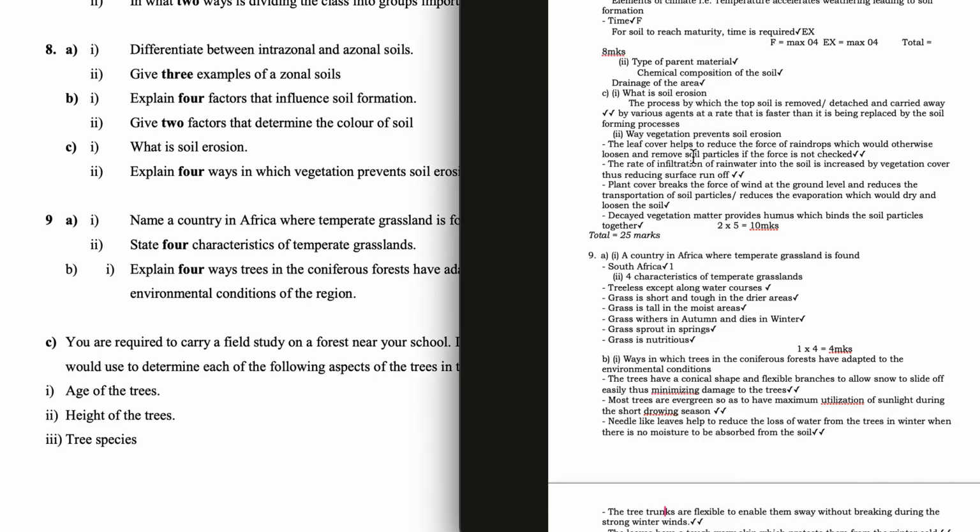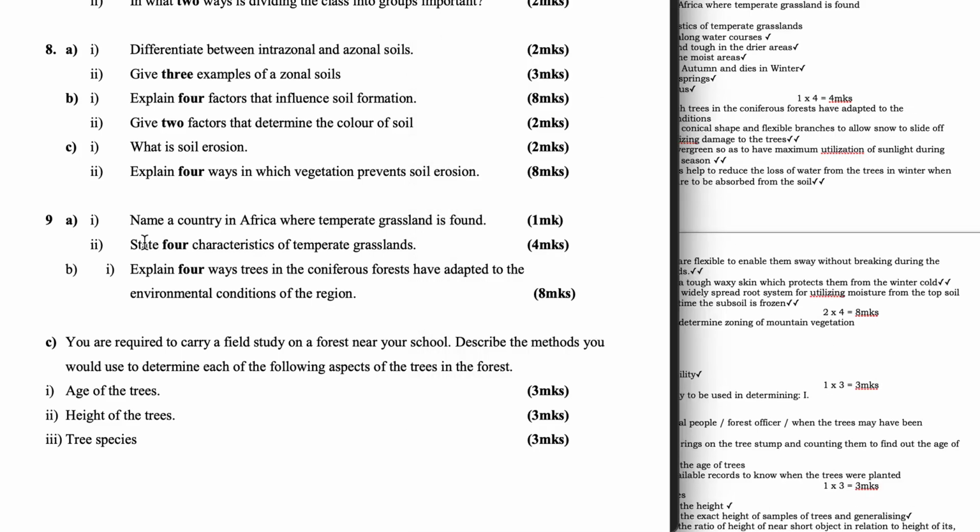The leaf cover helps to reduce the force of raindrops, which would otherwise loosen and remove soil particles if the force is not checked. The rate of infiltration of rainwater into the soil is increased by vegetation cover, thus reducing surface runoff. Plant cover breaks the force of wind at the ground level and reduces the transportation of soil particles, reducing the evaporation which would dry and loosen the soil. Decayed vegetation matter provides humus which binds the soil particles together.